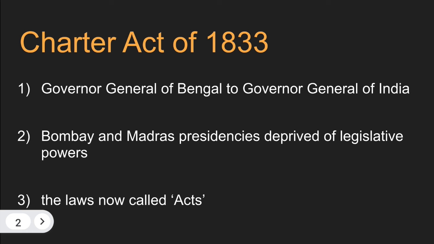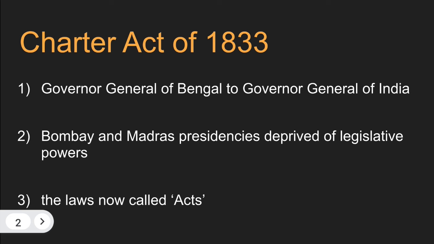Now, the first Governor General of Bengal was Lord Warren Hastings, and the first Governor General of India was Lord William Bentinck. Very important. Second point is that Bombay and Madras presidencies were stripped of their legislative powers. Stripped of means deprived of.